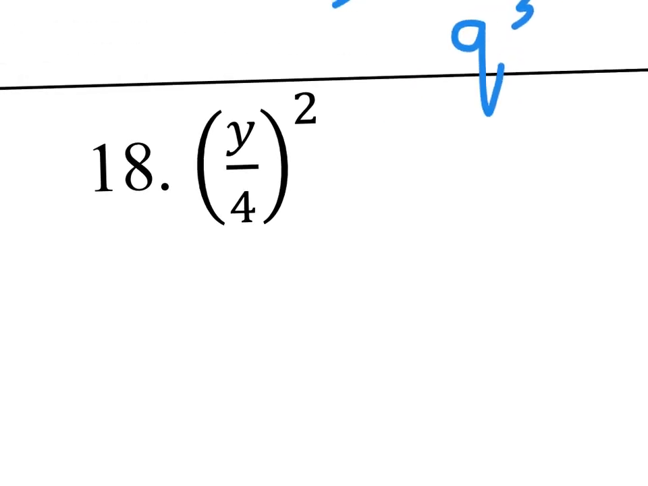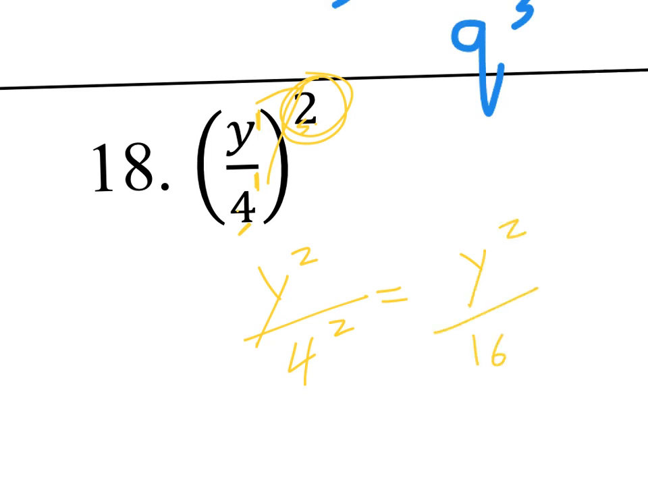Final problem on the front side, 18. Exponent on the outside of a parenthesis means it's going to be applied to everything inside the parenthesis. Remember, I multiply it with the exponents. I don't multiply the 2 and the 4. That's an exponent in a regular base number. Just multiply exponents with exponents. So really, you got y squared, 4 squared, y squared over 16.